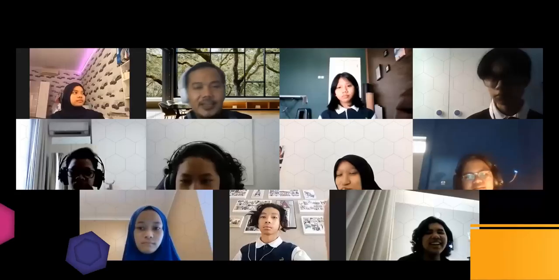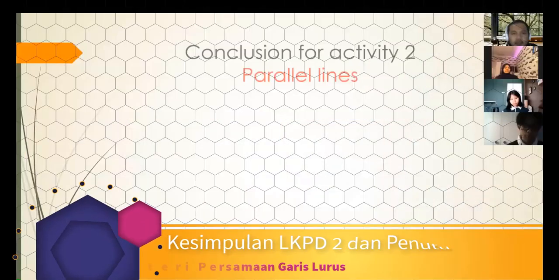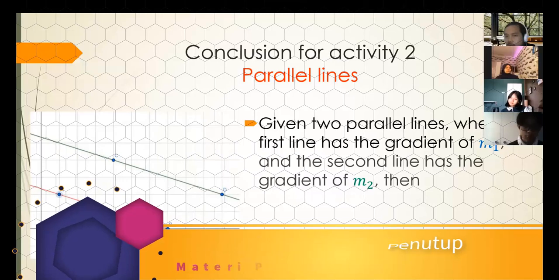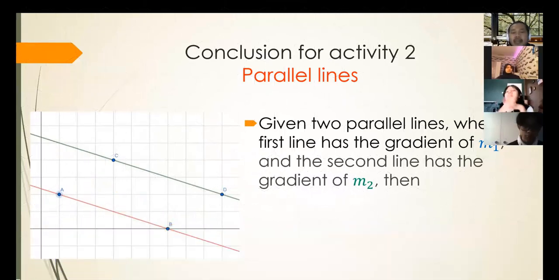Okay, so let's get to a conclusion. The conclusion for activity 2, the parallel lines. Given two parallel lines where the first line has a gradient of M1 and the second line has a gradient of M2, the first gradient will be the same as the second gradient, no matter how the lines are, as long as they are parallel.